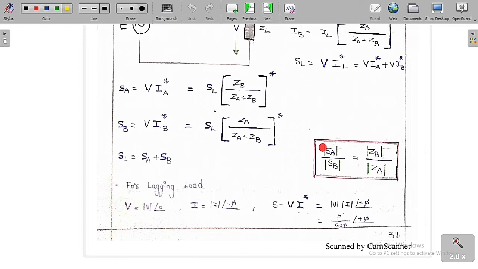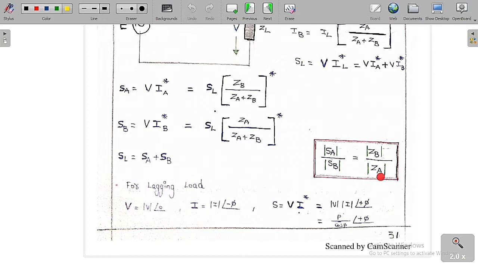You can see clearly that the load sharing by a transformer is inversely proportional to its leakage impedance or internal impedance. So the less the internal impedance, the more kVA it is going to share. This is the point you always have to remember: the less the internal or leakage impedance of a transformer, the more load it shares, because both are inversely proportional.